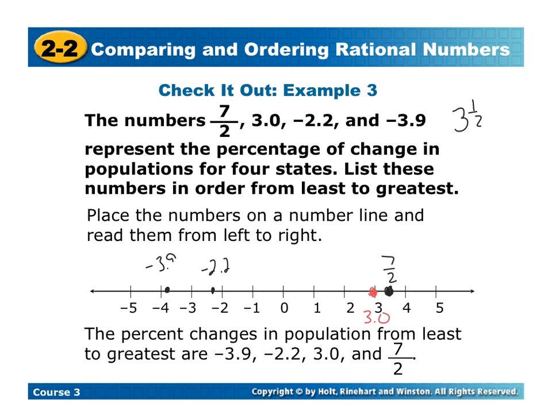So now when we order these from least to greatest, we can check right below. -3 and 9/10 is the furthest left. Then we have -2 and 2/10, then we have our 3, and then our 7/2.